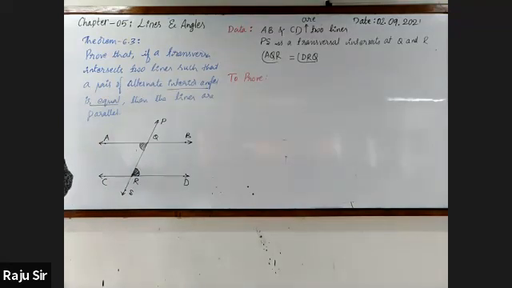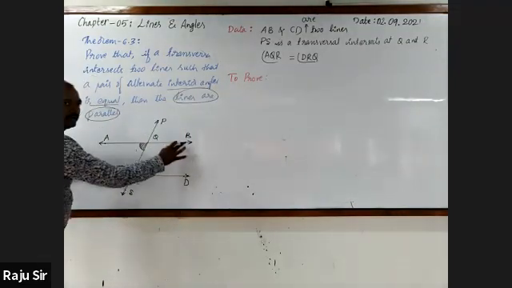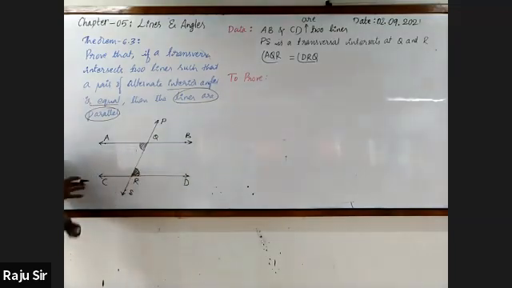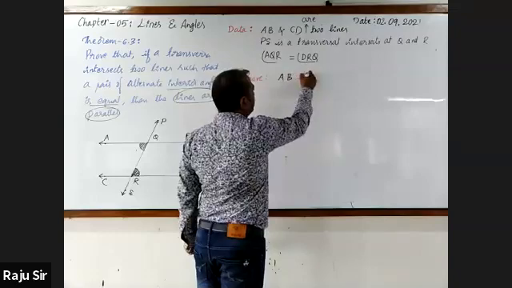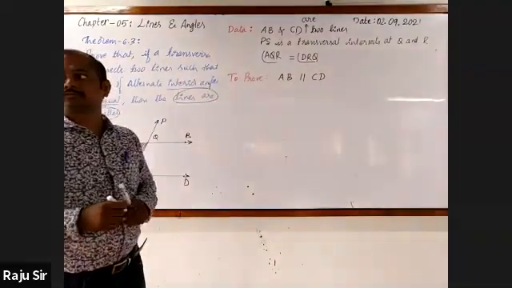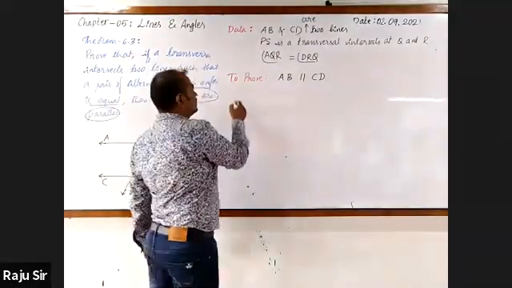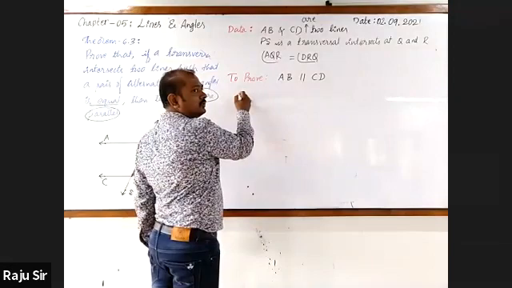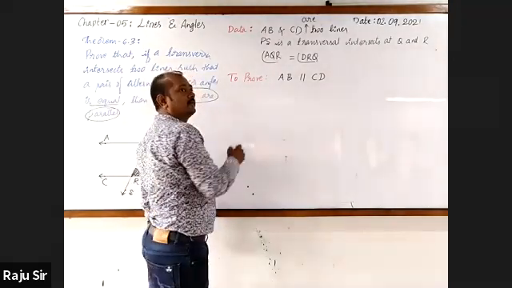Okay, what are we going to prove? Lines are parallel, means AB parallel to CD, right? AB parallel to CD. Hemant, the next step. Prove.